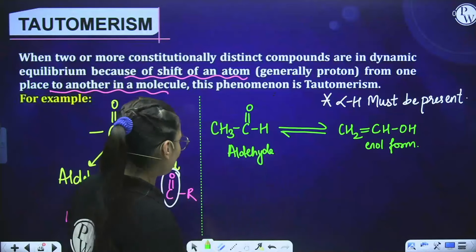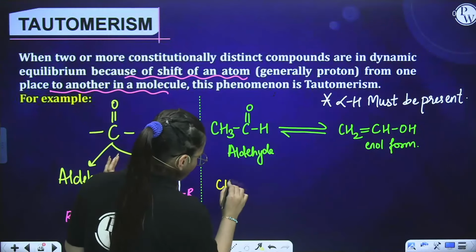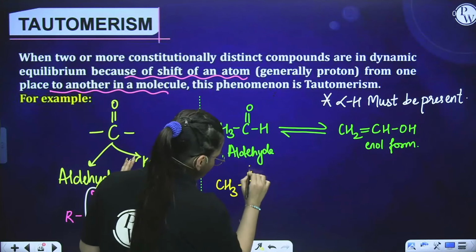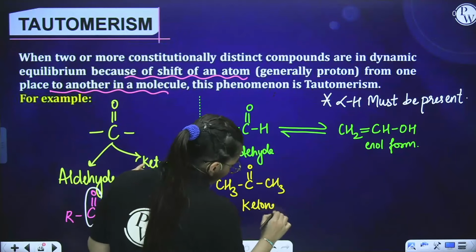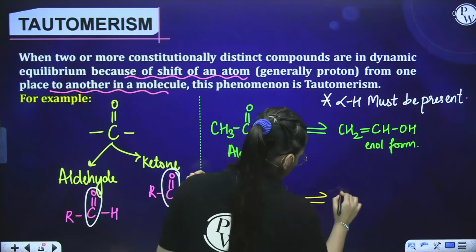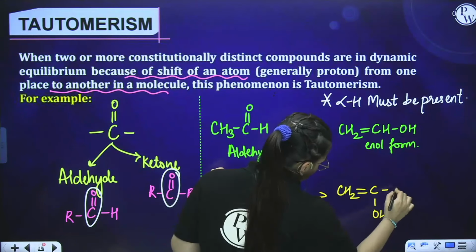Now, if I talk about the ketone, students, now I am taking the case for ketone, that is CH3 C double bond O CH3. This is my ketone. Now, its enol form basically is CH2 double bond C OH CH3.